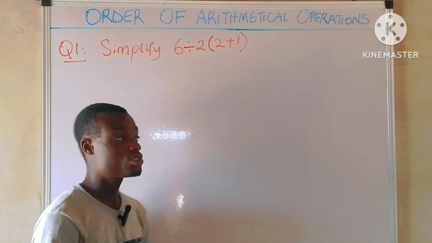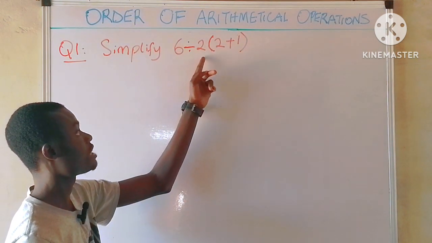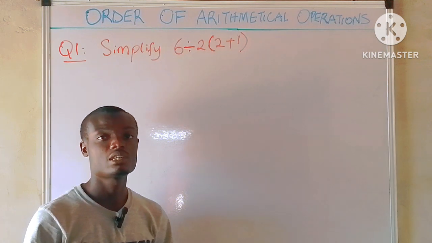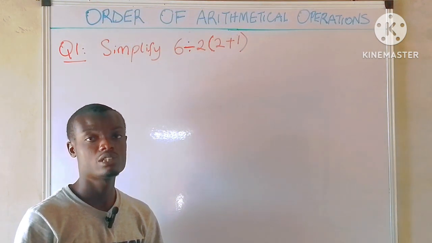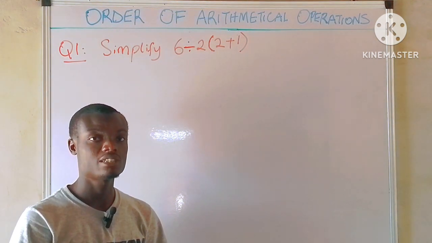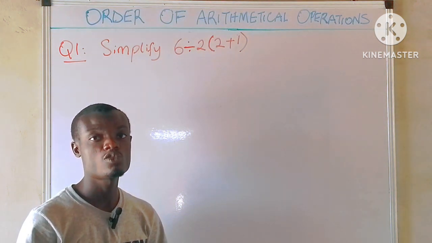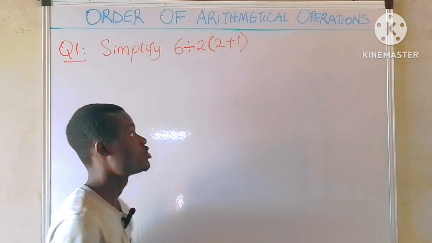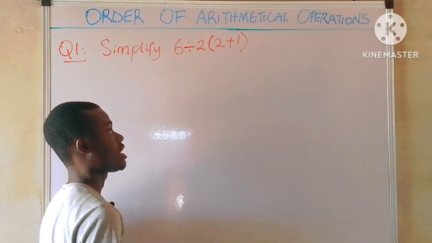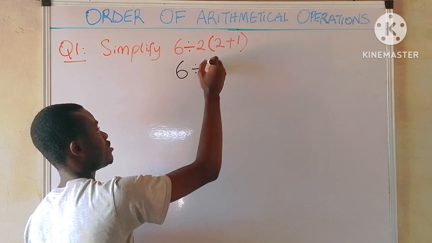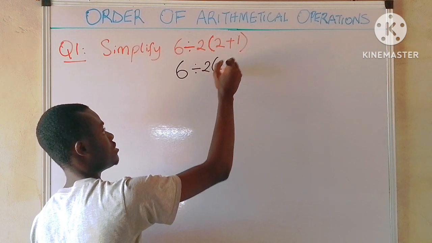So our first question says we should simplify 6 divided by 2(2 + 1). So remember the order: BODMAS, bracket, order, division, multiplication, addition, and lastly subtraction. So it simply means we have to solve what we have in the bracket first. So in this bracket we have 2 plus 1, and 2 plus 1 will give us 3. So we can write this expression as 6 divided by 2(3).